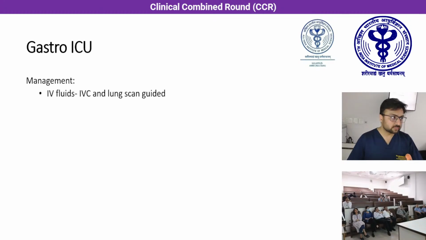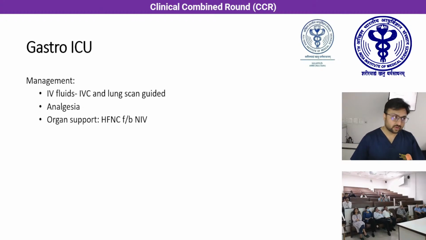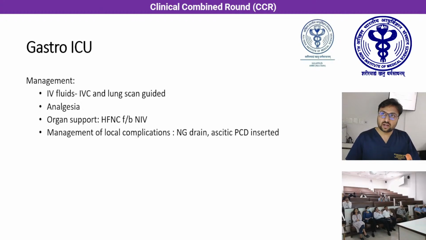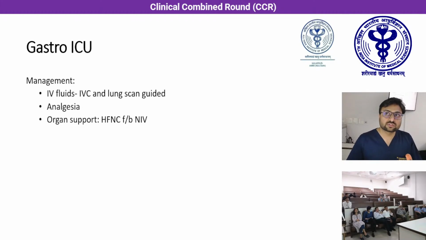IV fluids initially were restricted because there was bilateral B profile. So we gave her maintenance fluids guided by lung scan and IVC. Analgesia was given with opioids and paracetamol, and rescue analgesia was given with fentanyl. For organ support, for acute lung injury, we initially kept her on HFNC, and subsequently as her respiratory distress was worsening, we kept her on NIV. She had a respiratory failure for which we kept her on high flow nasal cannula, and as her respiratory distress was worsening, we kept her on non-invasive ventilation.